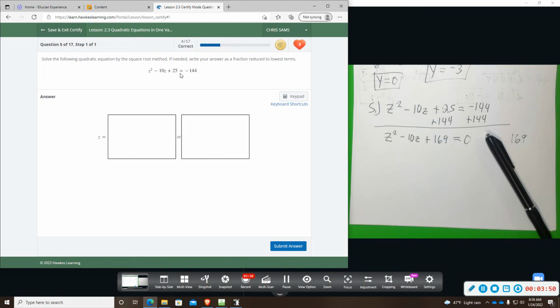Now this one wants us to solve with the square root method, so I'm doing it differently, but I'll show you what that means as well. But I'm going to continue doing the factoring. That's the easiest. If it factors, I recommend to factor it.